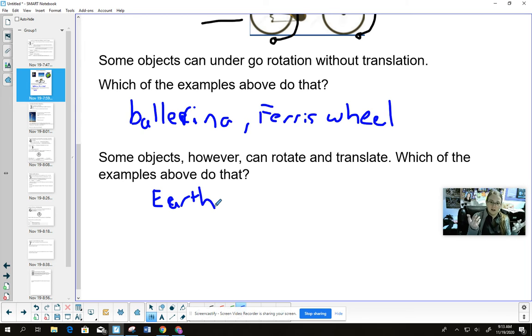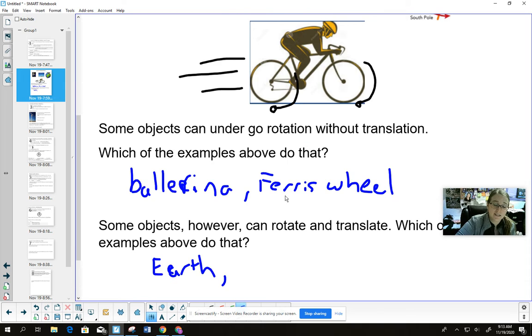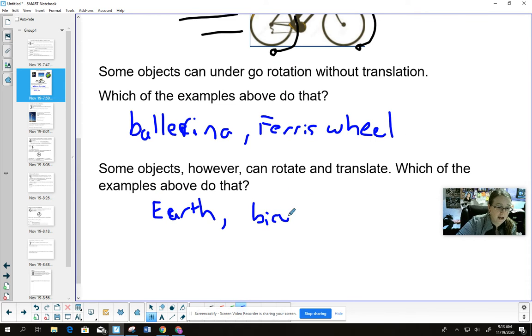Now, I know that's weird because technically the Earth is just rotating and rotating, right? It's doing this and then rotating about the sun. But we can talk about that as a rotation and a translation. It's moving as it's rotating. As well as the bicyclist. The wheels turn, the wheels are rotating, but as they rotate, it pushes the bike forward. So that is rotation with motion.